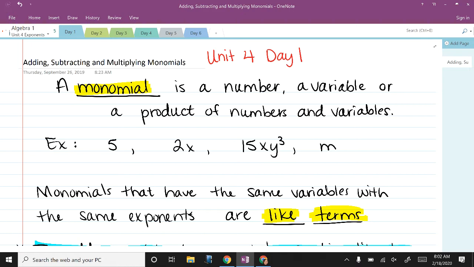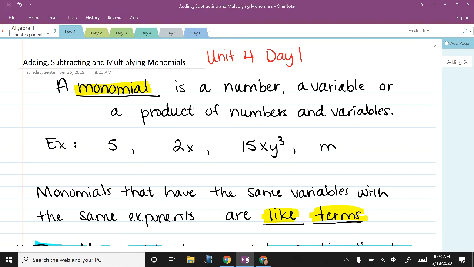Say monomial. Now, the prefix mono on a term usually means one. So if you're in a monogamous relationship, that means you only have one significant other. If you're polygamous, that means you might be married to or dating other people. Who knows? So, yes, mono means one.